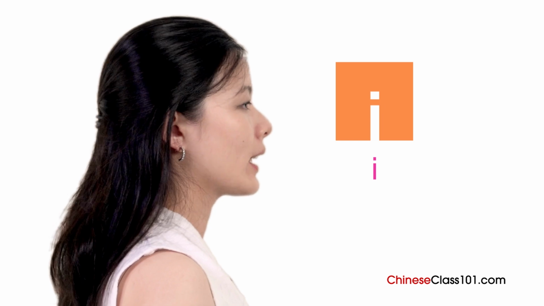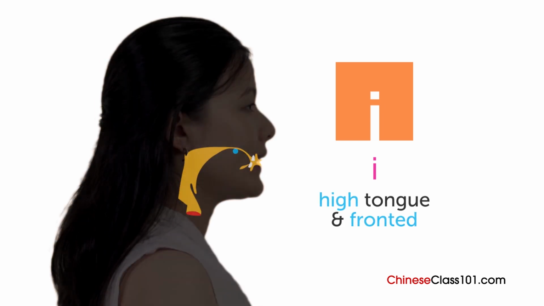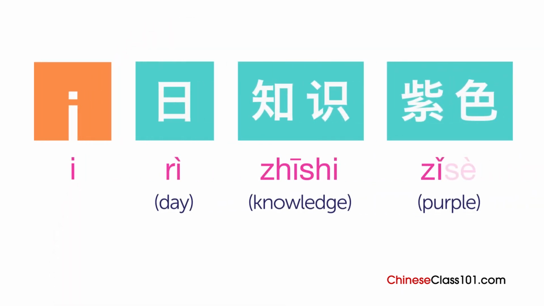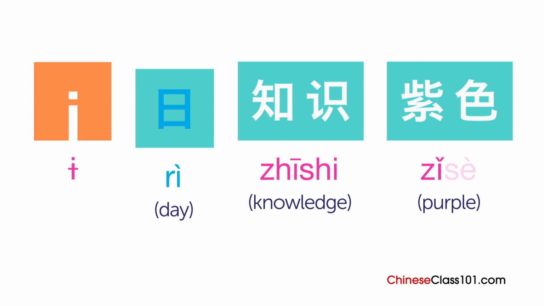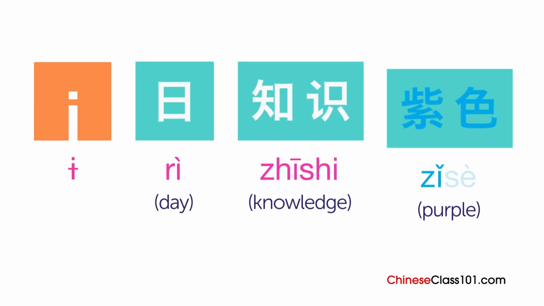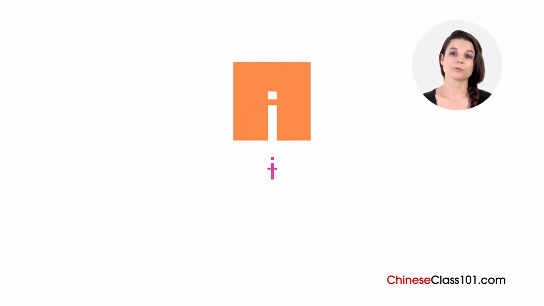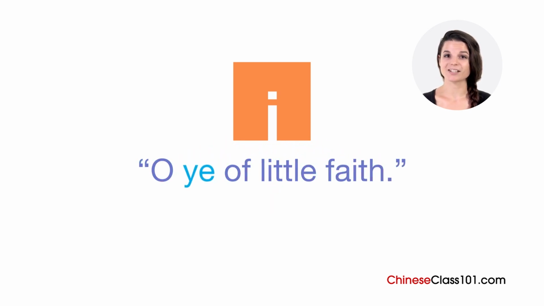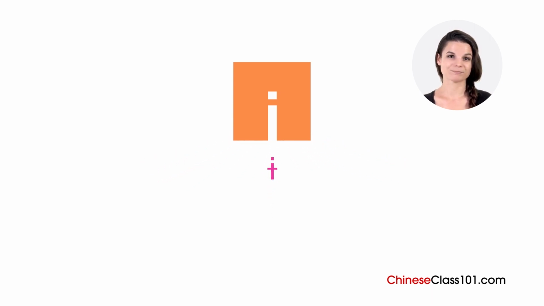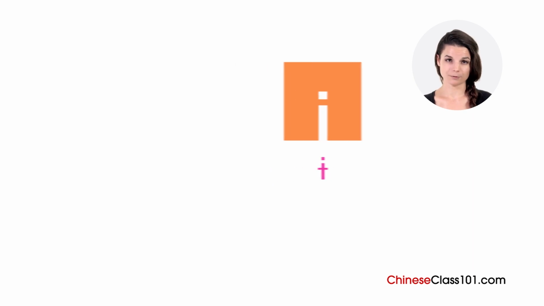When paired with the following, the I changes. 日, 知识, 紫色. This is similar to the previous sound. It's kind of like the double E sound in the word see, except your tongue is a little bit further back in your mouth in a more centralized position. One trick to pronouncing this vowel is to say the word ye, as in, O ye of little faith. The Y sound should raise your tongue to the correct position in your mouth. Try it. Now listen to how Yinru pronounces this vowel.